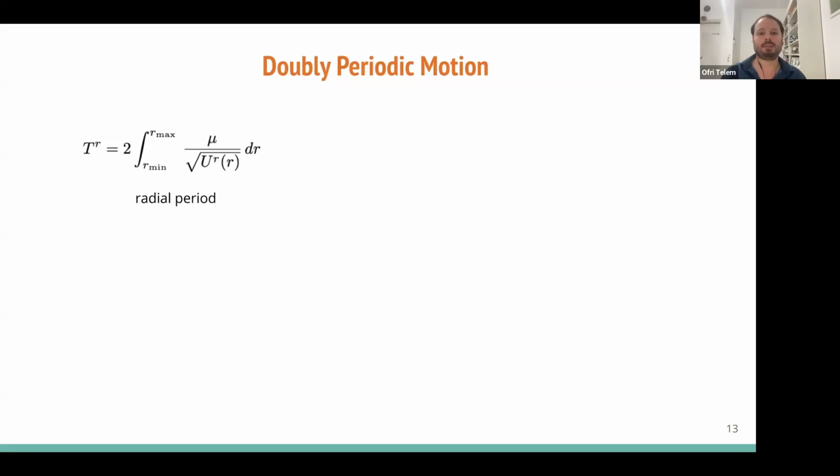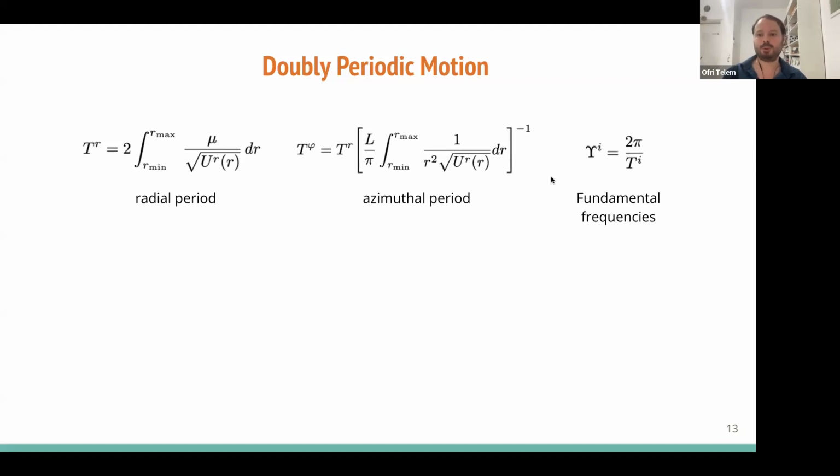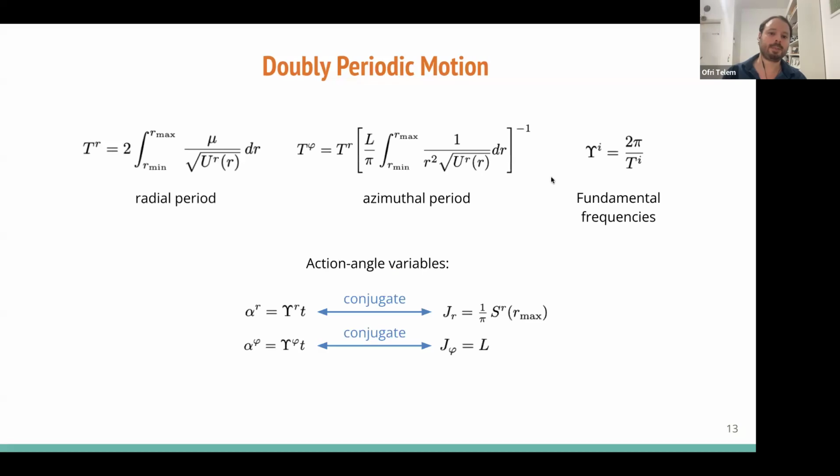Now, the important thing to remember here is when we think of Keplerian motion, we think of an ellipse. So this has only one period. This is the time period to do one round trip. But generically, a motion will have two different periods, which will not be the same. There's the radial period and the azimuthal period. And we can also define the fundamental frequencies, which are 2 pi over these periods.